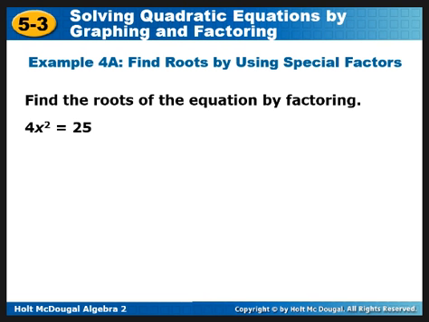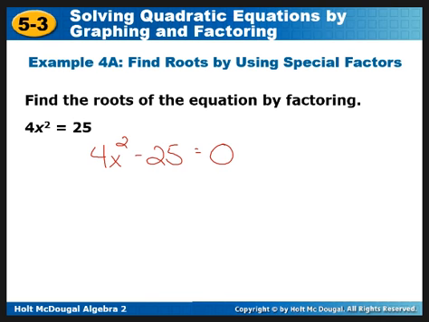Like we talked about before, if we're going to factor to solve these, we have to make sure that they're set equal to 0. Okay, written in standard form, set equal to 0. So standard form again meaning x squared, my x term, and then my constant if I have one.